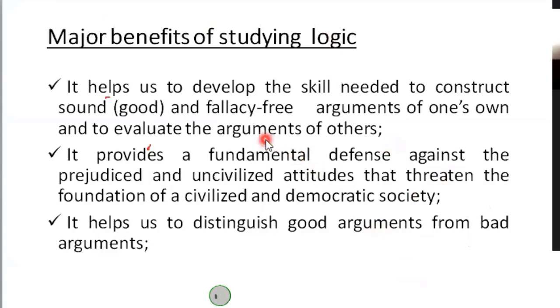So the well understanding of this argument means we're applying the principles and methods of logic. If we are applying these methods and principles, we are in a position for distinguishing those good arguments from bad arguments. So don't underestimate the benefit of learning or studying logic. It has a paramount benefit.